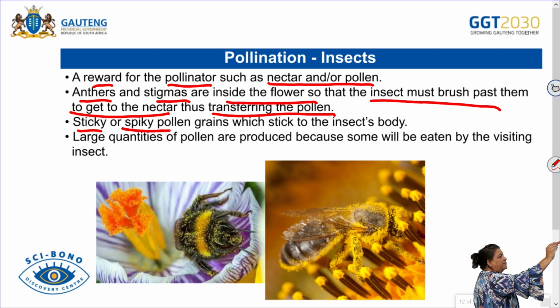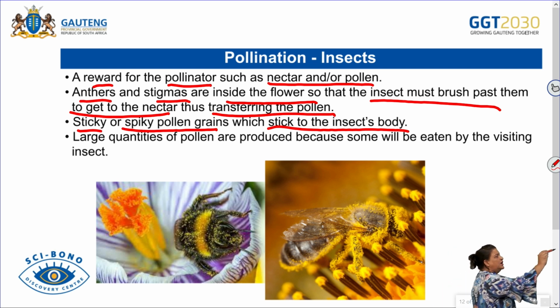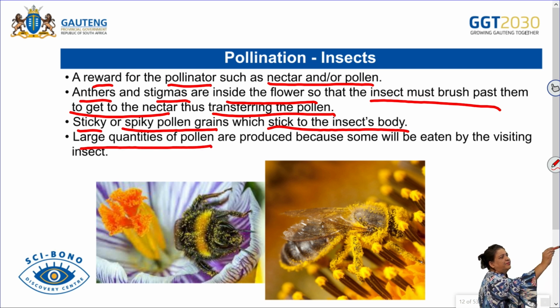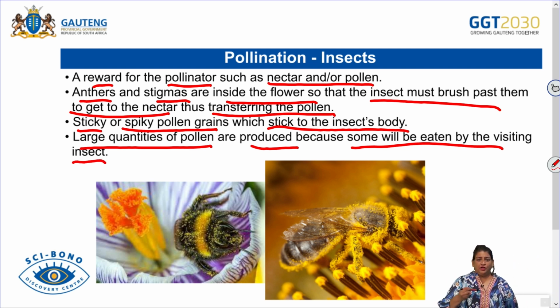Sticky or spiky pollen grains stick to the insect's body. See, some of the pollen grains are a little bit sticky because they cannot be dry. They would float in the wind and disappear. So large quantities of pollen are produced because some will be eaten by the visiting insects. So you find that lots of pollen is also eaten, I told you, because they need the pollen for food. They also use that pollen, regurgitating it from their mouths, the bees, to make your hives, right?